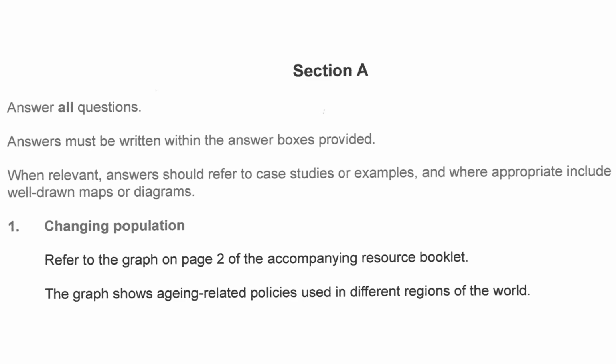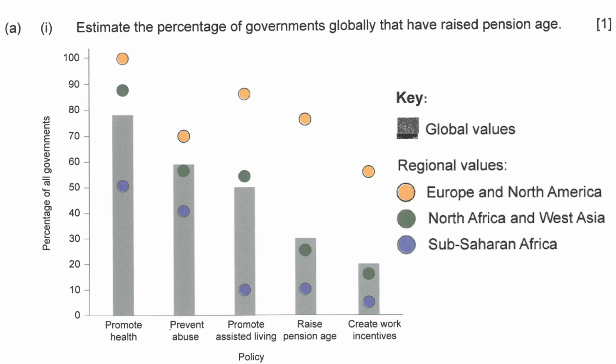Changing population. Refer to the graph on page 2 of the accompanying resource booklet. The graph shows ageing-related policy used in the different regions of the world. I have combined the question and the booklet graph together, so work on it. A1: estimate the percentage of governments globally that have raised pension age.